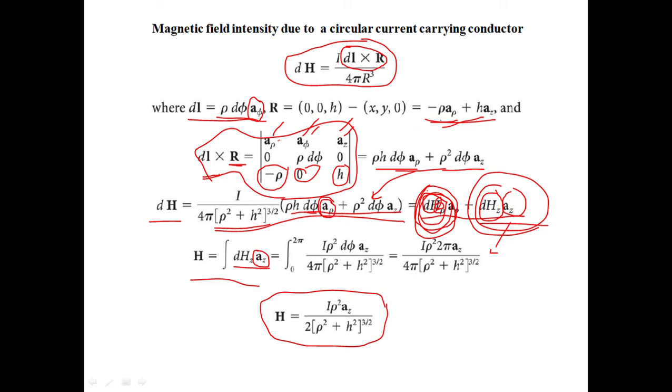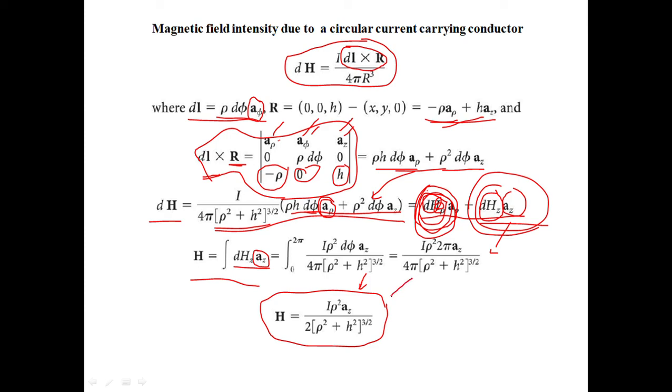So kindly solve this equation with all the steps and try to WhatsApp me. I'll tell you whether it is correct or not. If you are getting it properly, then obviously it should be correct because it is simple integration here, only with respect to d phi, right? So when we solve d phi, we get 2 pi here, 2 pi and 4 pi get cancelled, and here we get 2. So I rho squared a_z divided by 2 into (rho squared plus h squared) to the power 3 by 2.